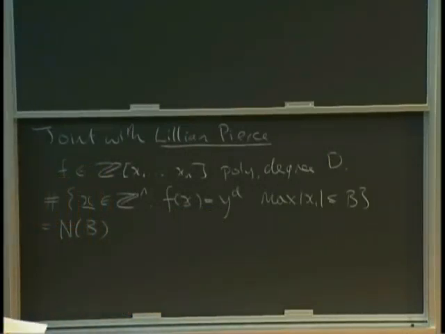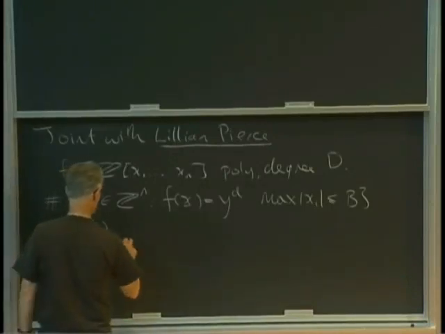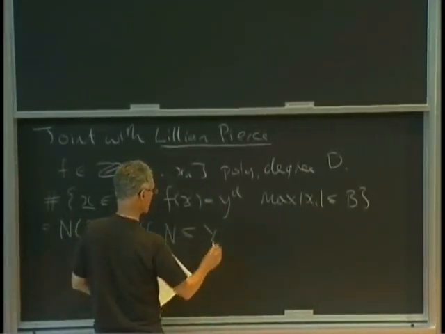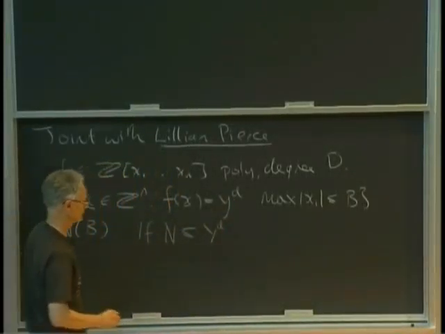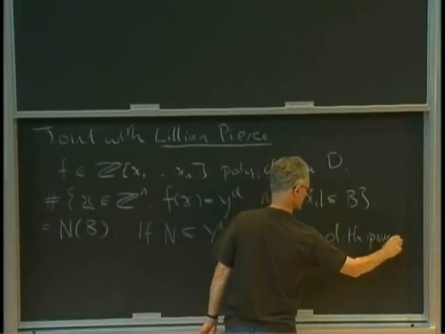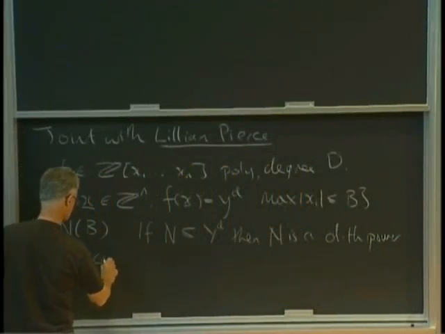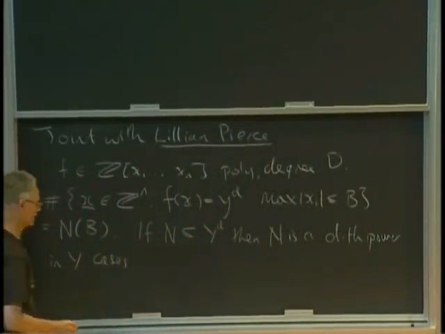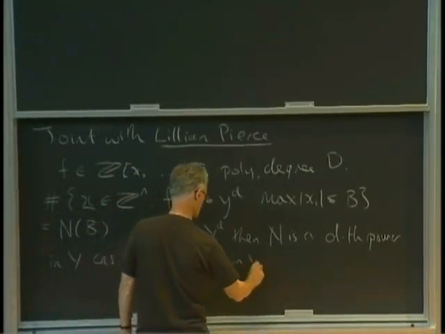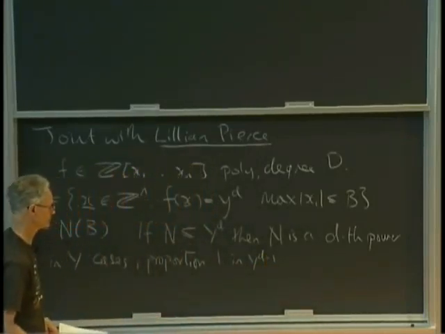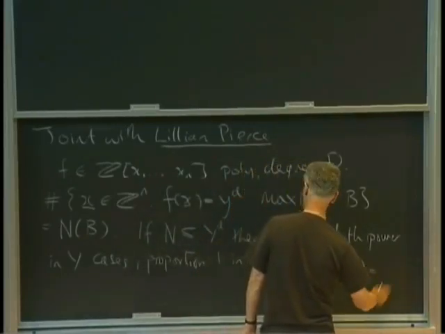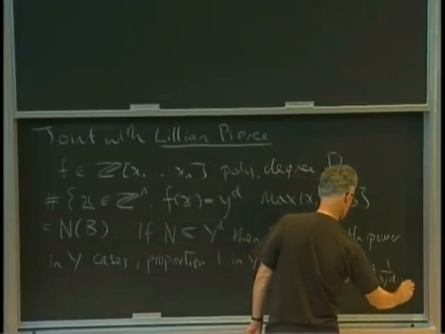Now there's a very crude heuristic that you can use to suggest what the answer might be. So if a number n is of size at most, well, let's call it y to the d, then n is a d-th power in exactly y cases, 1 to the d up to y to the d. That's a proportion one in y to the d minus 1. And so the probability that n is a d-th power is roughly 1 over y to the d minus 1.